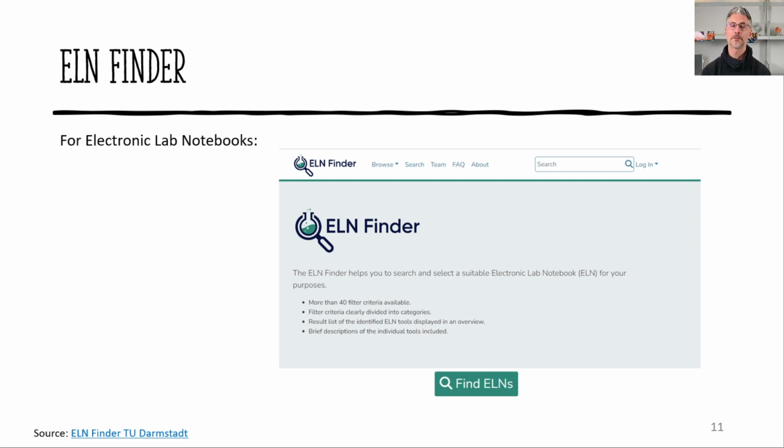One way of helping you make a choice, at least for electronic lab notebooks, but not for the laboratory information system, is the electronic lab notebook finder operated by TU Darmstadt. So that can give you at least a few pointers of what's out there and how it would match your requirements.